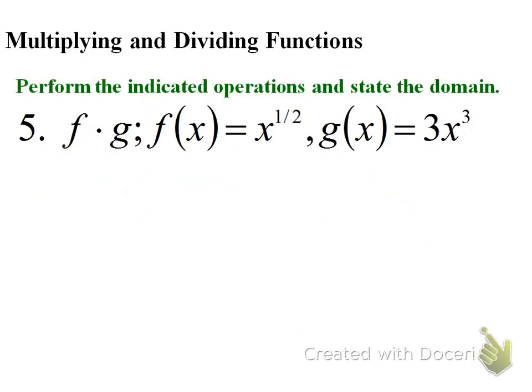Here's another way these can be written. So this is just multiplication, so we want to multiply f times g. And instead of giving us the functions and the directions, they're just giving it to us in the problem. So basically I'm taking x to the 1/2 times 3x to the 3rd.